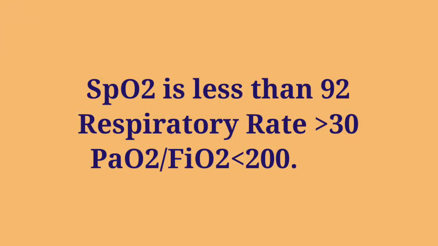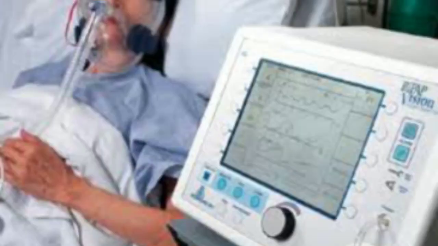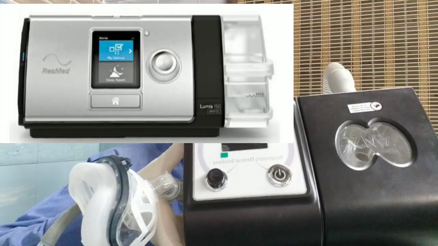But if, in spite of giving these additional oxygen equipments, the patient doesn't improve in terms of saturation, the respiratory rate remains on the higher side, and the partial pressure of oxygen over FiO2 ratio remains less than 200, then we can put the patient on non-invasive ventilation, or BiPAP, which is bi-level positive airway pressure ventilation. We can use ventilators for this purpose, and there are certain machines which are separately available.